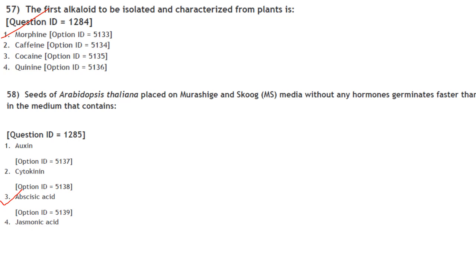Seeds of Arabidopsis thaliana placed on Murashige and Skoog media without any hormones germinate faster than in the medium that contains abscisic acid. Abscisic acid inhibits seed germination. So seeds of Arabidopsis thaliana placed on Murashige and Skoog medium without any hormone germinate faster than in the medium that contains abscisic acid because abscisic acid inhibits seed germination.